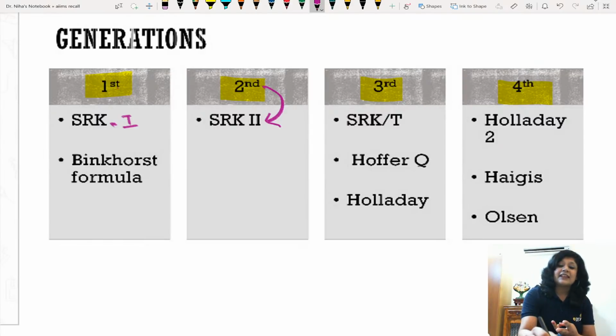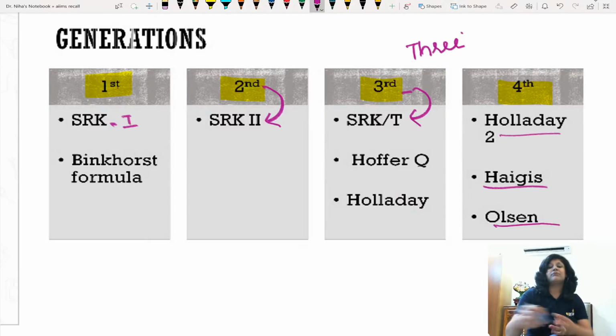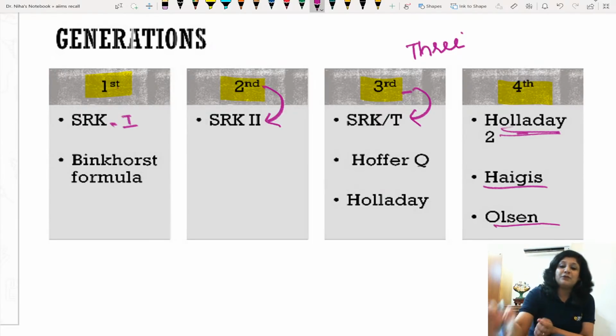Then we have SRK3. Now 3 is starting with T like this. So it is SRK-T formula. This is standing for SRK-T formula. And then finally we have got, because everything is crossed, so we have holiday. So holiday, H for holiday and H for Haigis formula. So we have got different formulas here.